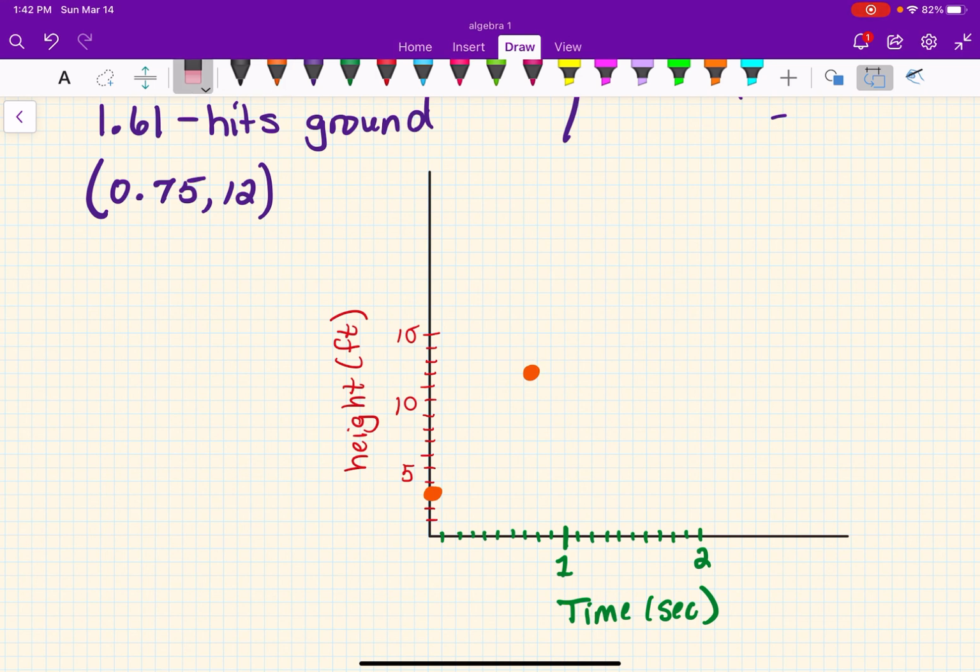Okay, and then we hit the ground at 1.6 seconds. So 1, 2, 3, 4, 5, 6. I counted it and I didn't have my pen on. 1, 2, 3, 4, 5, 6. Now we know what our parabola looks like.